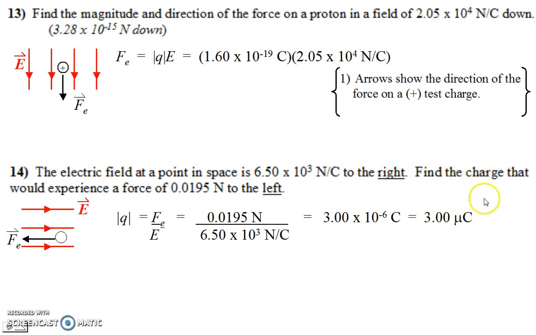It says, find the charge, but we don't really know the sign. That's shown here by absolute value. The absolute value of this charge is 3 microcoulombs, but it's not telling us the sign. So how do we know the sign? Well, it's all about the picture and rule number 1.